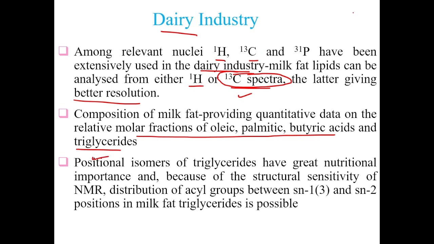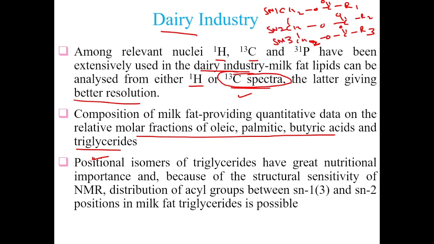If we have a fatty acid, say CH2O, C double bond O R1, CHO, C double bond O R2, here also CH2, O, C double bond O R3. So this is the basic structure of fat or triglyceride, and this position is known as SN1 position, this one is known as SN2 position, this one is known as SN3 position. So using this technique we can also determine the position of different types of fatty acids.